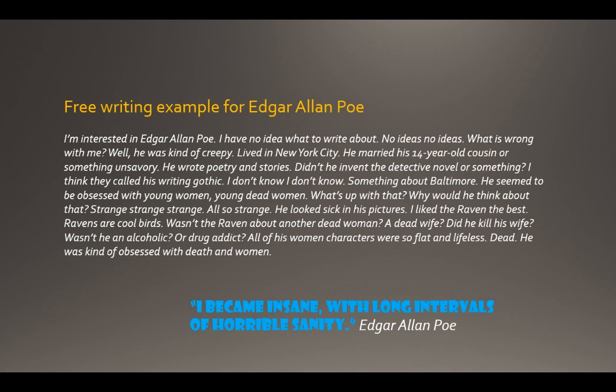Did he kill his wife? Wasn't he an alcoholic or a drug addict? All of his women characters were so flat and lifeless. They were dead. He was kind of obsessed with death and women. Okay, this is a brief example of what free writing might look like. But you see, you begin to find that you draw a connection between death and women in Edgar Allan Poe's writing. You can make a subject out of that, the connection between death and women in some of his works.